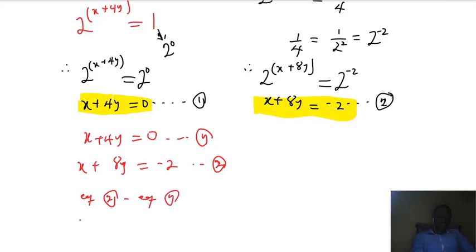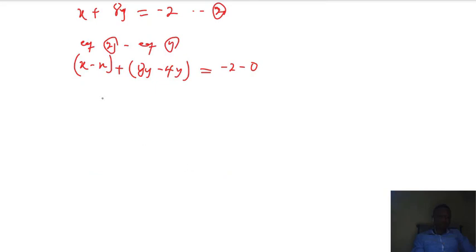So it's going to be, in terms of x, x minus x in a bracket, then plus 8y minus 4y also in another bracket. Then we move on to minus 2 minus 0. x minus x will give us 0, so the x will be out. Then 8 minus 4 will give us 4y, which is equal to minus 2.